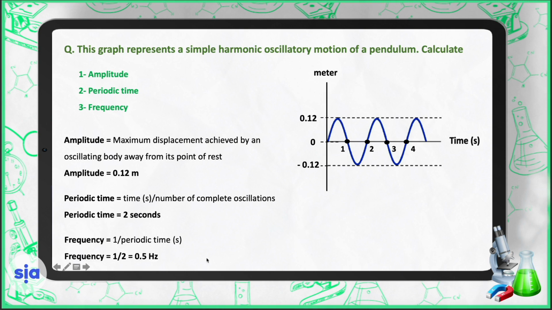And what is the frequency? Remember that if we have the periodic time, we can get the frequency. It's equal to 1 divided by the periodic time. So it's 1 divided by 2, which is 0.5 hertz.